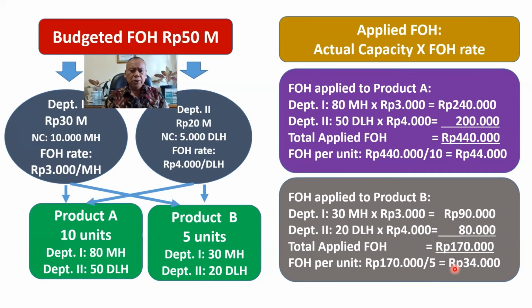This is the way how to assign factory overhead cost to each kind of product if the cost pool is the producing department. We call this departmental rates, because we calculate the factory overhead rate for each producing department.